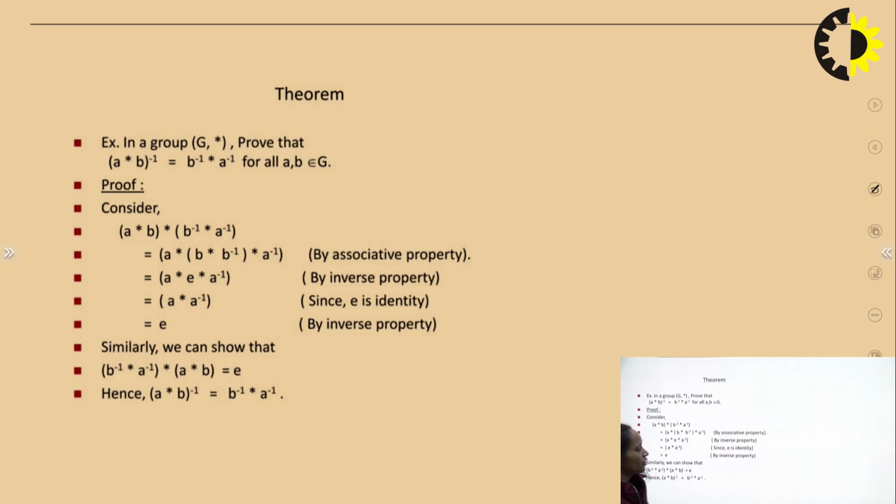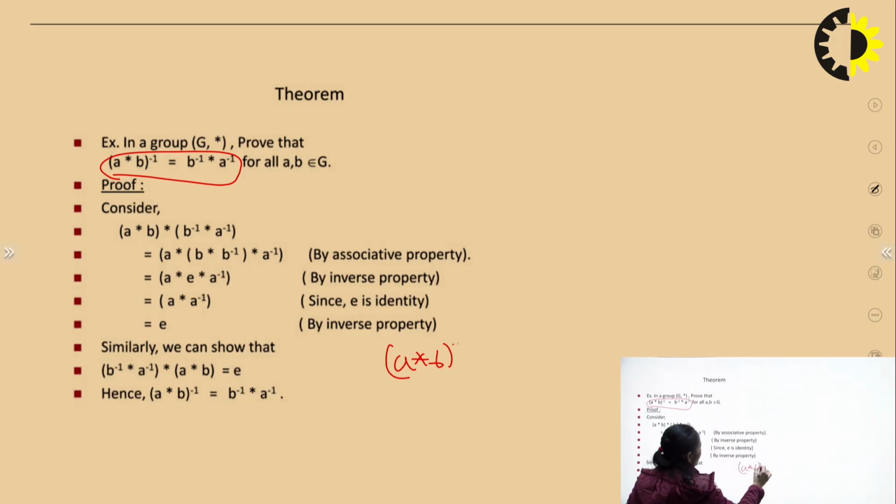One more derivation is also given: in a group G star, we have to show that the inverse of A cross B is equal to B inverse cross A inverse. Here the operation is multiplication. So the inverse of A cross B is equal to B inverse cross A inverse. So how can we solve this example?